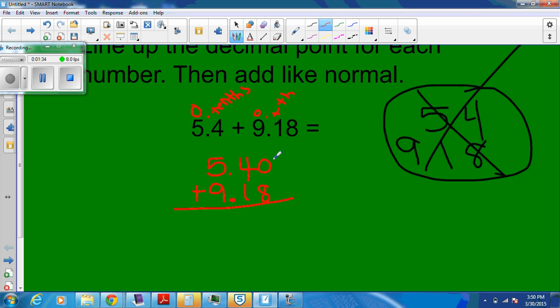0 hundredths plus 8 hundredths is 8. 4 tenths plus 1 tenth is 5 tenths. My decimals just stay the same. And 5 plus 9 is 14. So my answer to this is 14 and 58 hundredths, as opposed to over here, if you would have added it up, you would have gotten 6.972. So we want to make sure that we always line up the decimals and then add like normal.